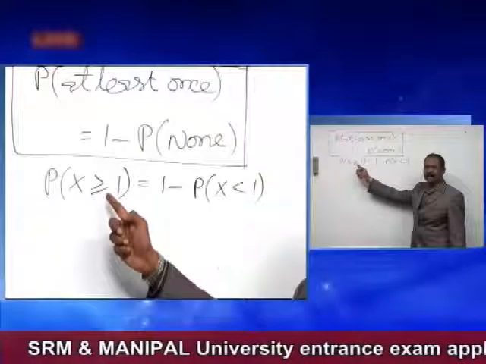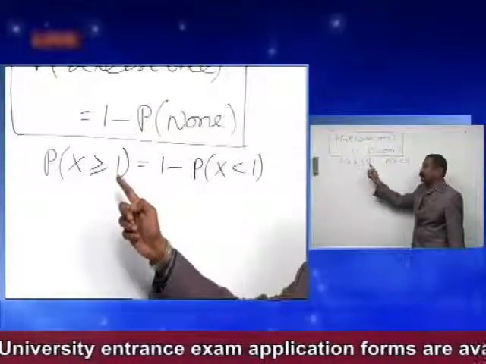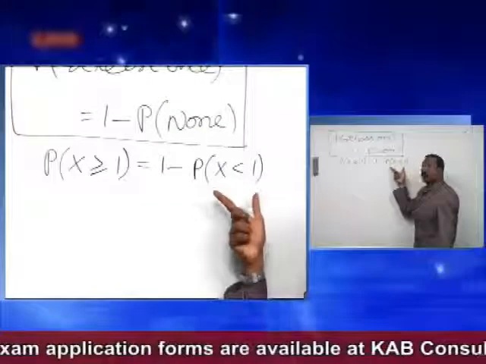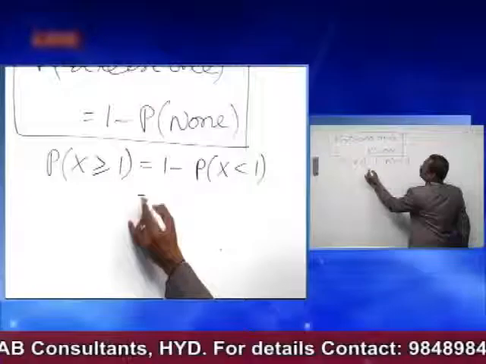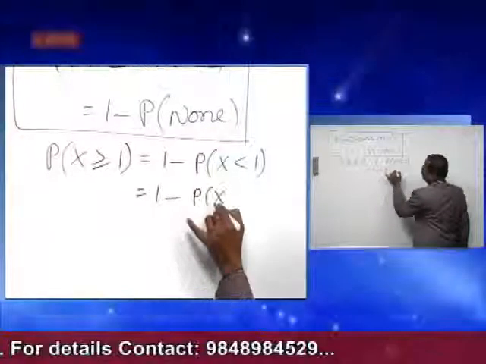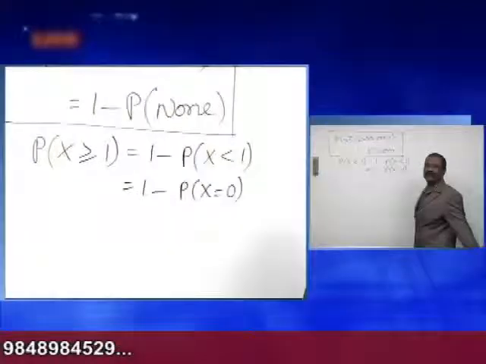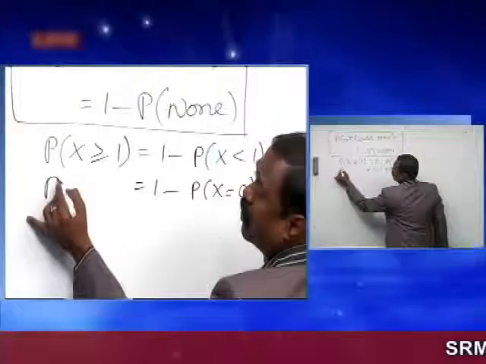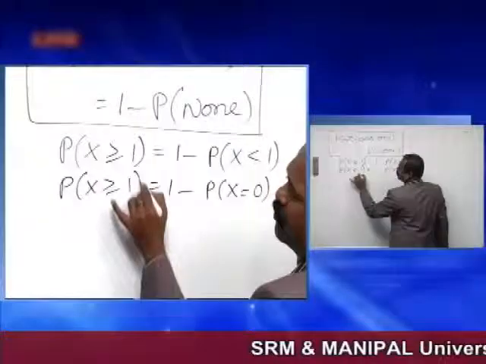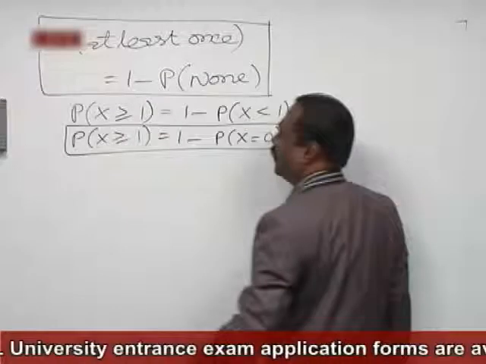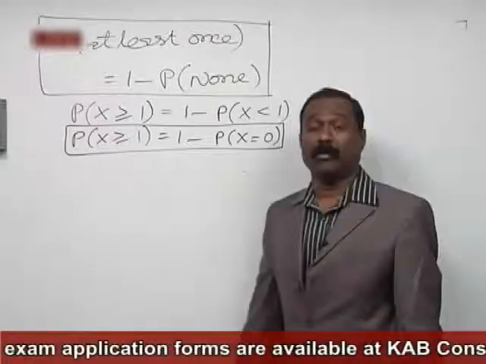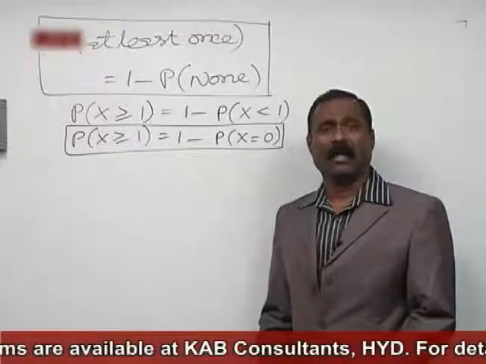It starts from 1. But less than 1, we don't want. That is why it is subtracted from 1, which is nothing but 1 minus P of x equal to 0. Understand? So probability of x greater than or equal to 1 can always be written as 1 minus probability of x equal to 0. I'll explain it more in random variables.